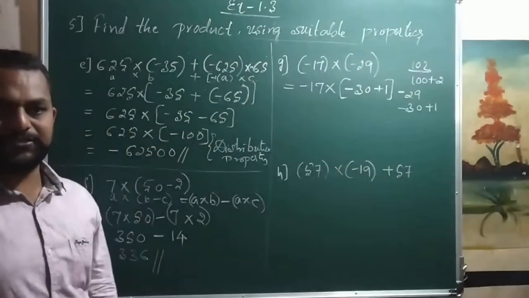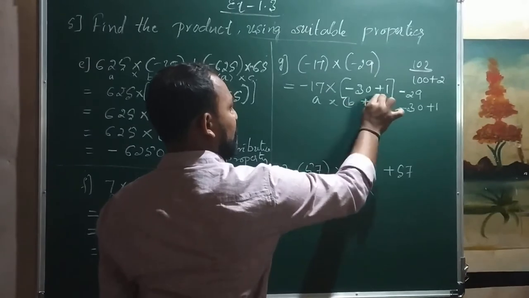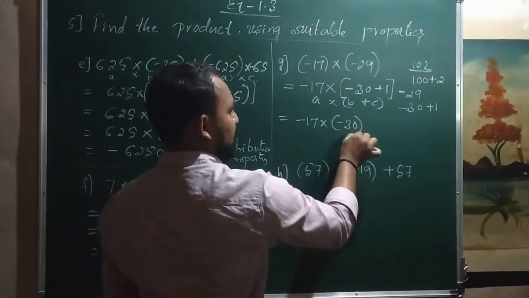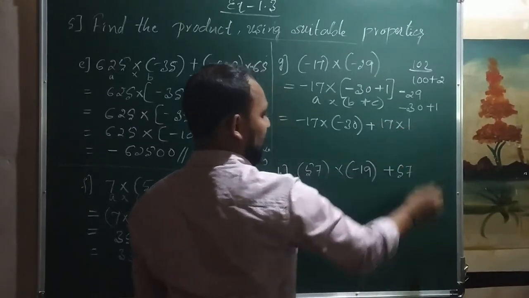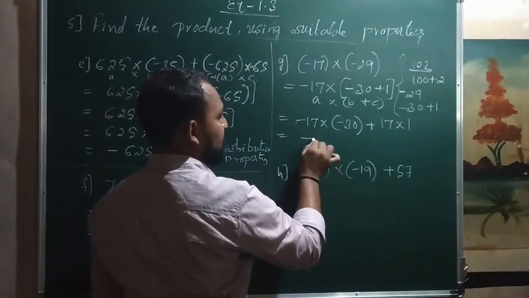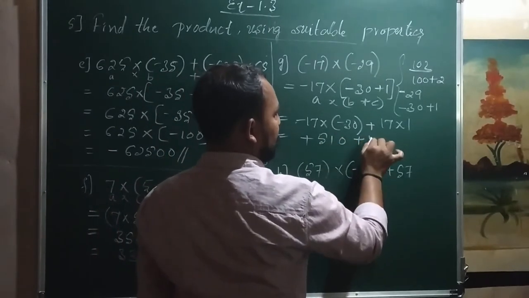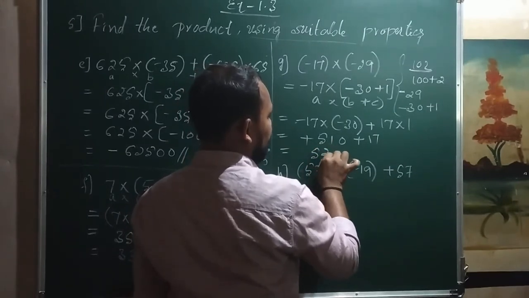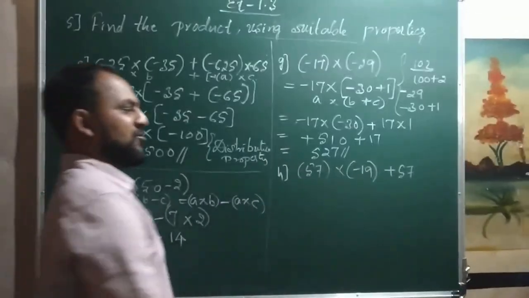Minus 30 plus 1. Okay, again a into b plus c. Here minus 17 into minus 30 plus 17 into 1. Minus into minus is plus, 17 3s are 510, plus 17 1s are 17. Here the answer is 527. Okay, so this is again the distributive property.